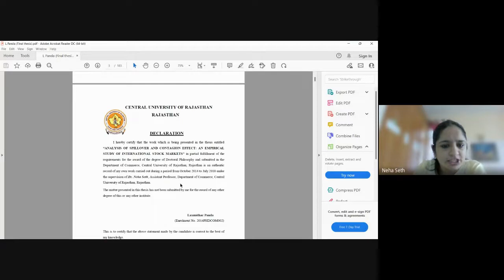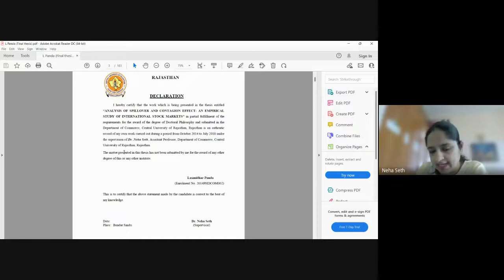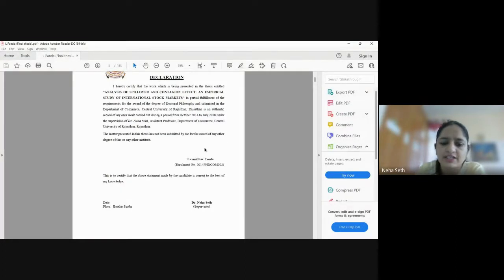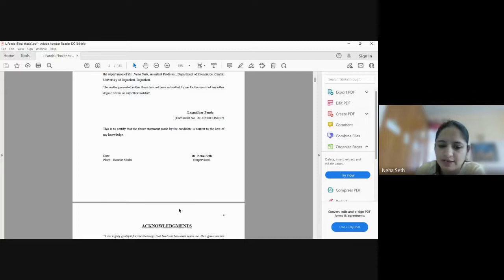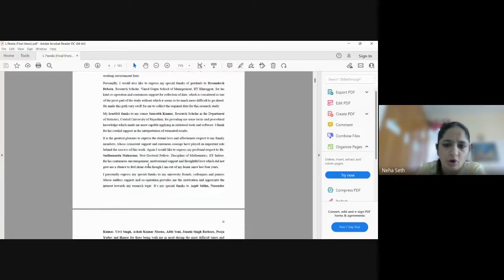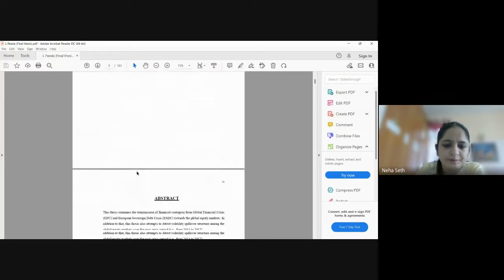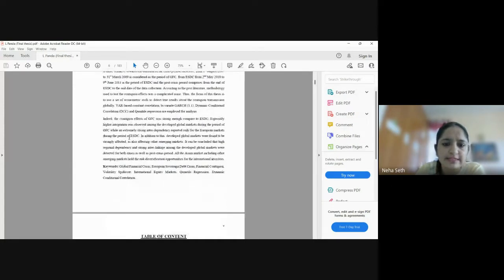Then the declaration from the student that it is his sole work and this work has not been submitted to any other university for any kind of publication or for the award of any other degree. He is going to give the declaration, which has to be authenticated by the supervisor. Acknowledgements. So he has given thanks to whosoever he remained connected with during his PhD work. Then the abstract of the thesis.